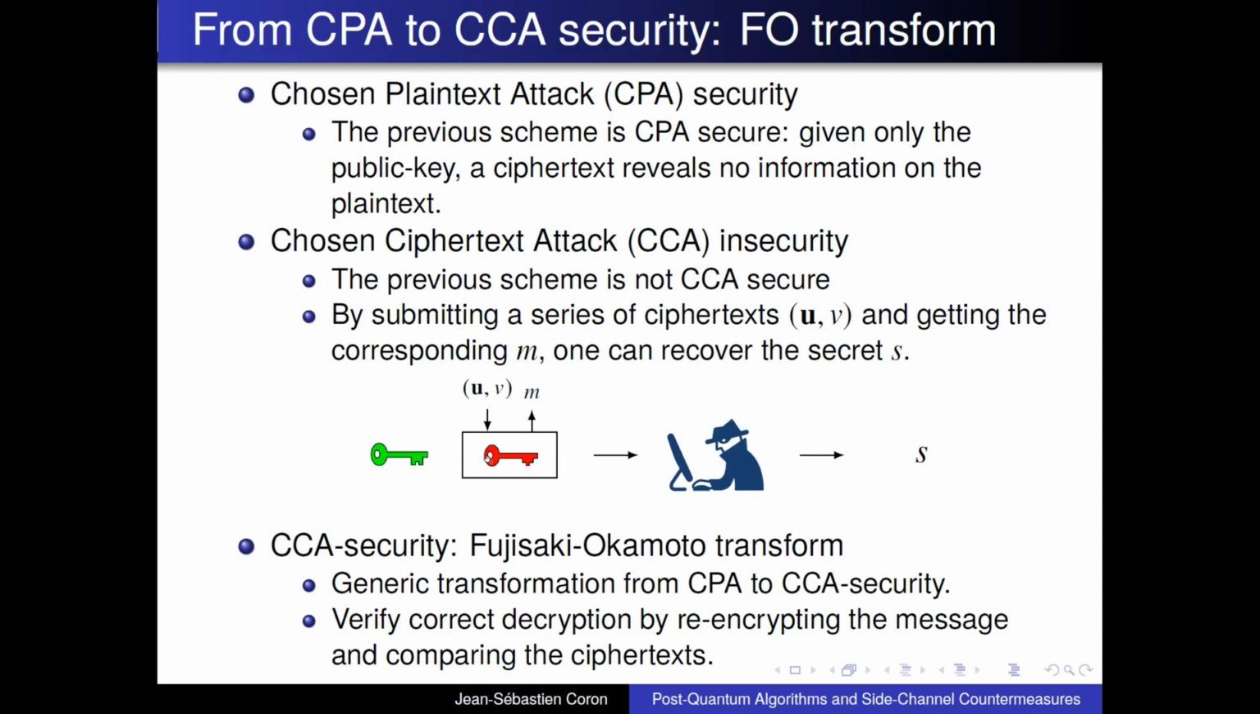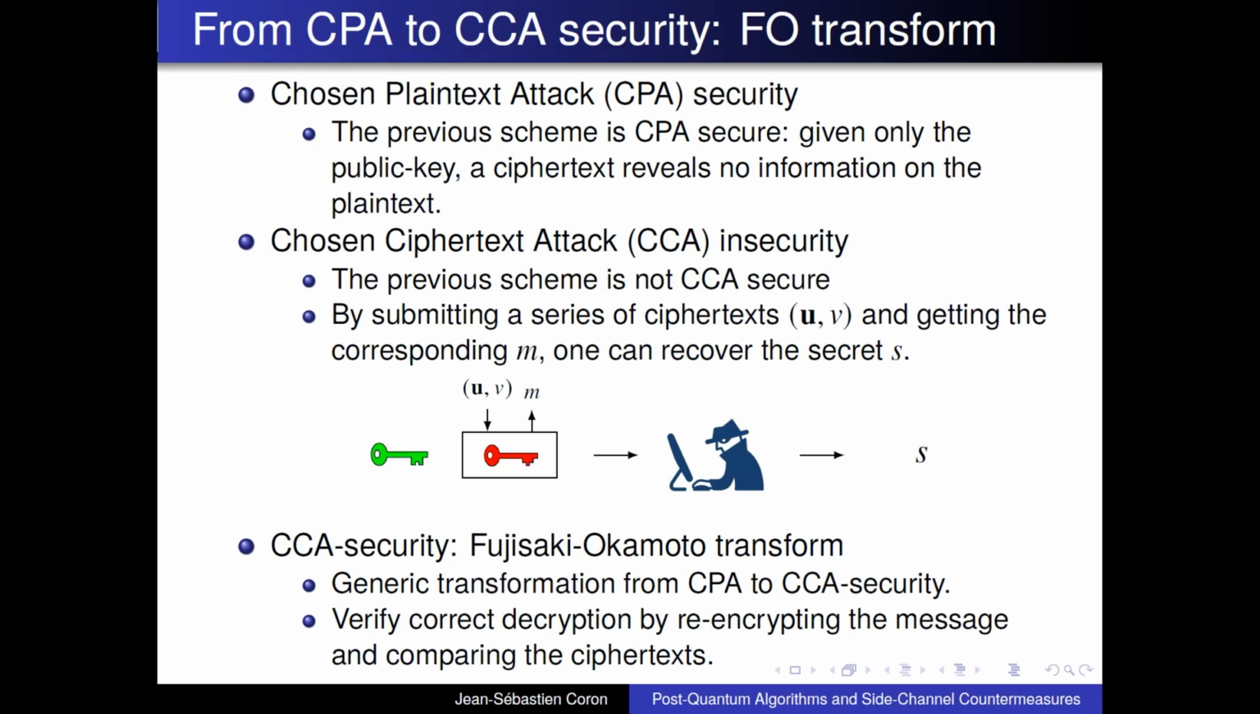And eventually, the attacker must, for example, recover the secret key or be able to decrypt another ciphertext, which he cannot submit to this black box. So in general, how do we achieve chosen ciphertext security? There is a generic transformation provided by the Fujisaki-Okamoto transform to transform a basic scheme to be chosen ciphertext secure. And how does it work?